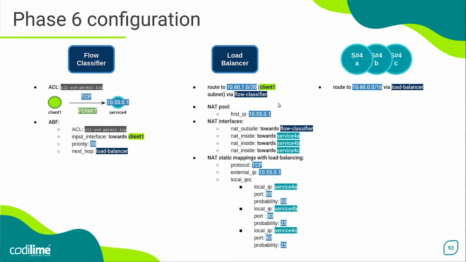And finally, on the Flow Classifier, we are adding a new ACL that permits the TCP from client 1 IP address destined for the external IP of service 4 that has been configured on the load balancer. We then create ABF that references this ACL. The input interface is set to the one towards client 1. The next hop is the load balancer, and the priority is set to 30.